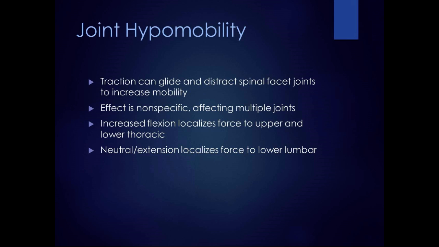Joint hypomobility. Traction can glide and distract the spinal facet joints to increase mobility. The effect is non-specific, meaning you're not affecting an individual joint, you're affecting multiple joints. And increased flexion localizes force to upper and lower thoracic. So if you apply the traction in flexion, you get into the upper and lower thoracic. If you apply it in neutral or extension, it localizes the force to the lower lumbar area. So your positioning has a lot to do with where you want to localize the force. However, it's still non-specific, affecting multiple joints.